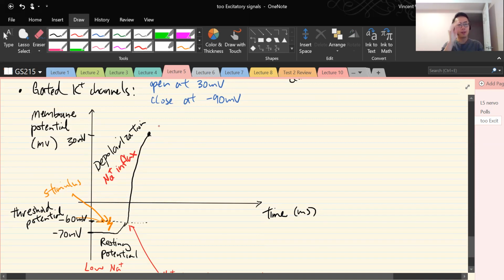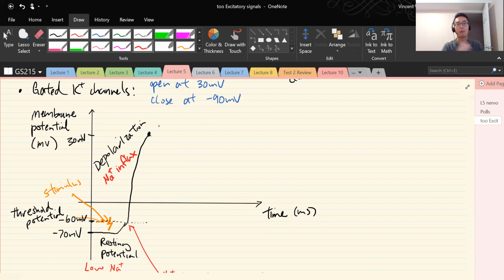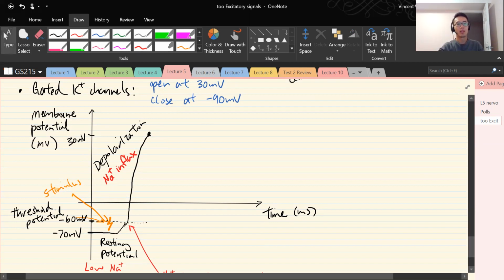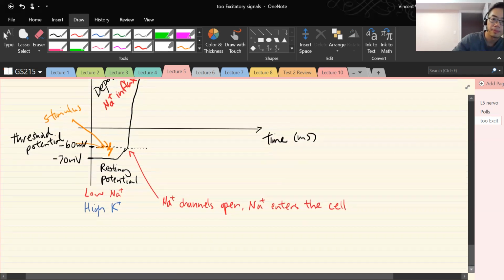And just to fill in some knowledge gap here, the word polarization means to be more negative on the inside than outside. Okay? More negative on the inside than outside. So when you are depolarizing, you are undoing that. You're making it more positive. Okay. So what does it look like on the diagram?